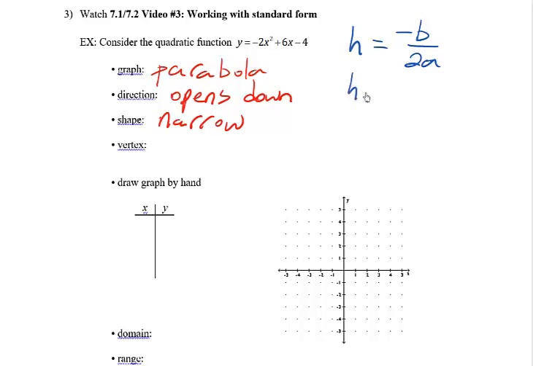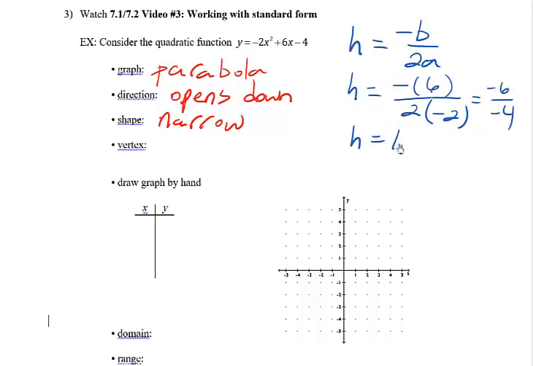It's very simple to use. Just plug in the a and the b in the appropriate places. Use the slots idea. So let's see. The b in this one is a 6, and then the a is that -2 that we've already been talking about. Make sure you get all your signs correct. That gives me -6 divided by -4. Decimals are just fine here, so just grab your calculator, type that in, and you will get h equals 1.5. So that's the h part of the vertex.